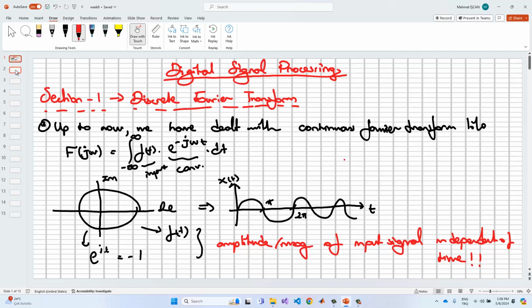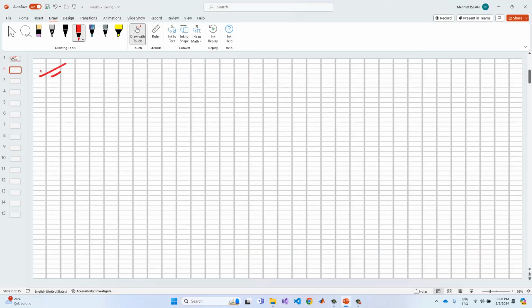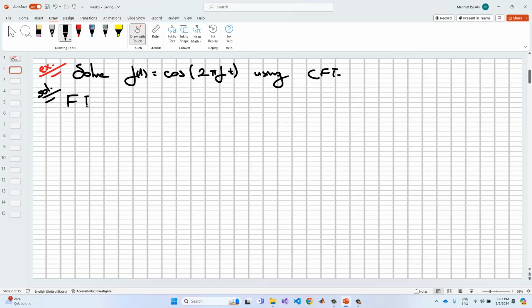And so just remember, we can create the example in here, just like this one. Solve f(t) equals the cosine 2 pi f t using the continuous Fourier transform. Okay? And so we can derive the solution as f(t) equals this one.